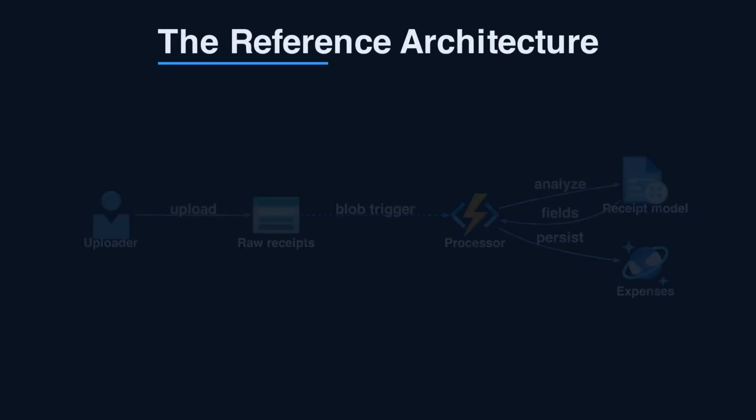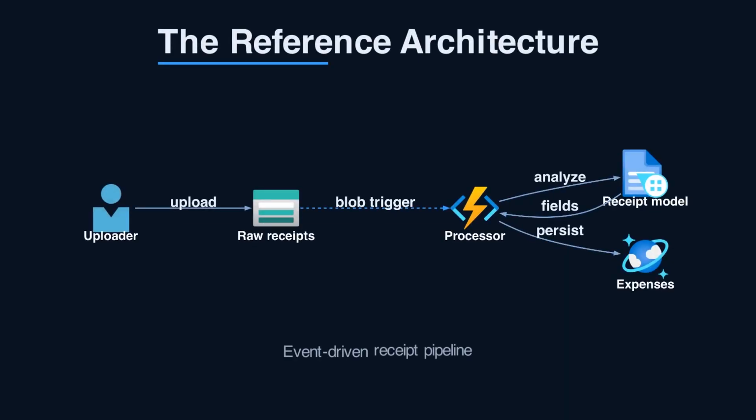Here is the wiring. A user uploads a photo through an API. Blob Storage holds the raw image as the source of truth. A function triggers on the upload event. It calls Azure Document Intelligence with the Blob URL. Extracted fields land in Cosmos DB for querying and reporting. Blob keeps the original for audits and reprocessing.